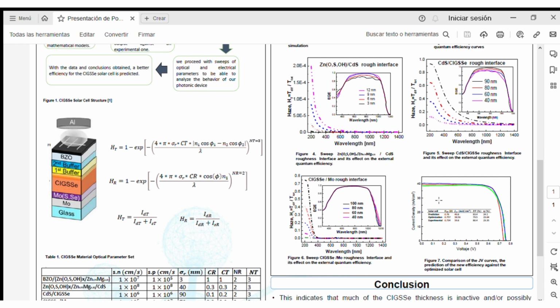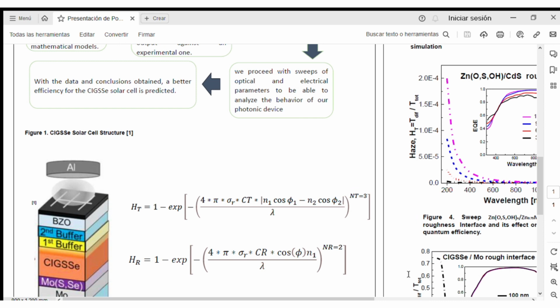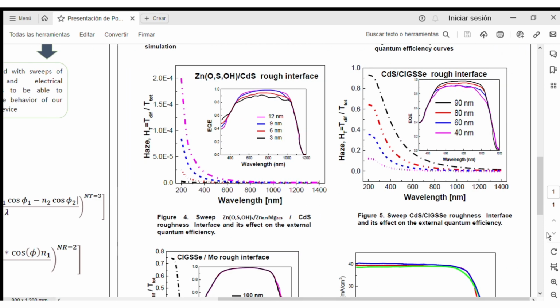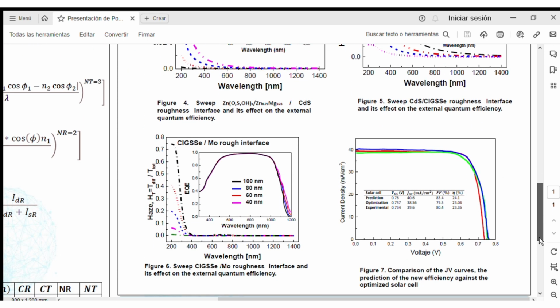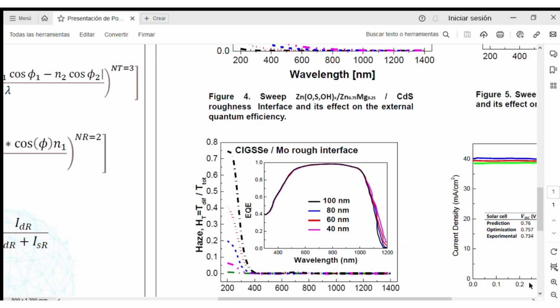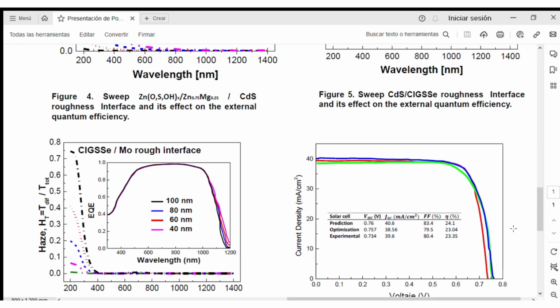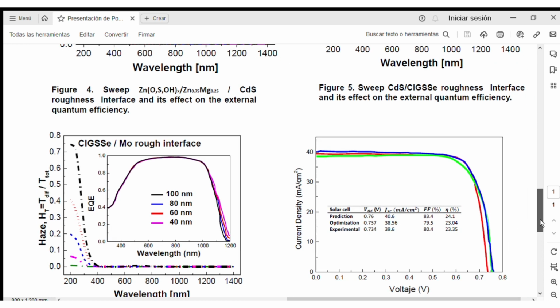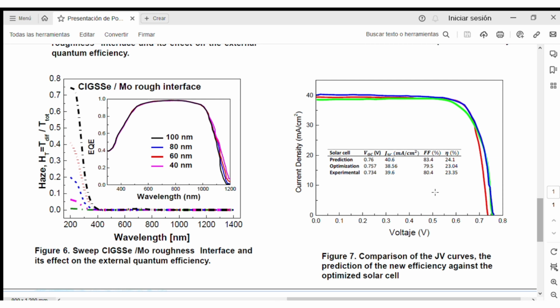In the last figure, a comparison is made between 3 JV characteristic curves. One is the optimization with which we adjust the theoretical model of CIGSe, the second one with the record value, and the next is a prediction only improving the interfaces. The solar cell parameters for prediction value, theoretical value and record value were presented in the table inside the figure.